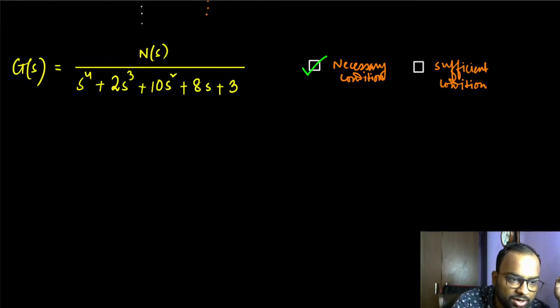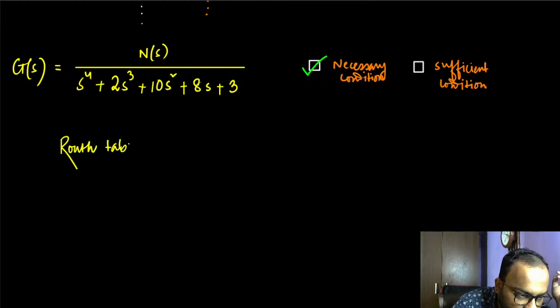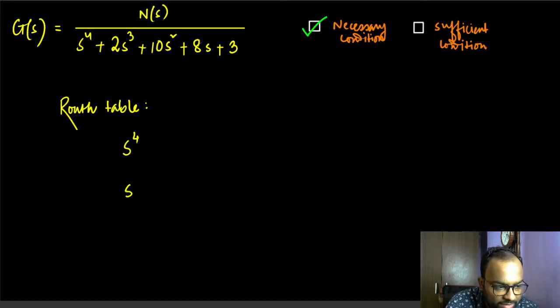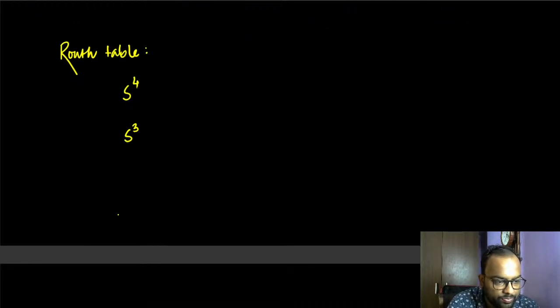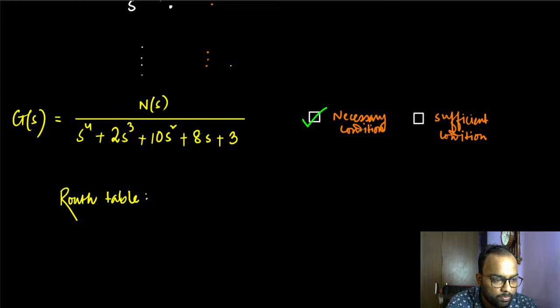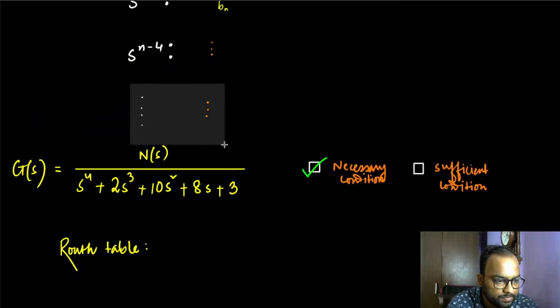So let's construct the Routh table. We are checking the sufficient condition, and to check that, we are going to construct the Routh table. Let's say we have, of course, s to the power n, so that's going to be s to the power 4. Then we have s cube. Then we have s square. You know what? I am going to pull it up a bit.